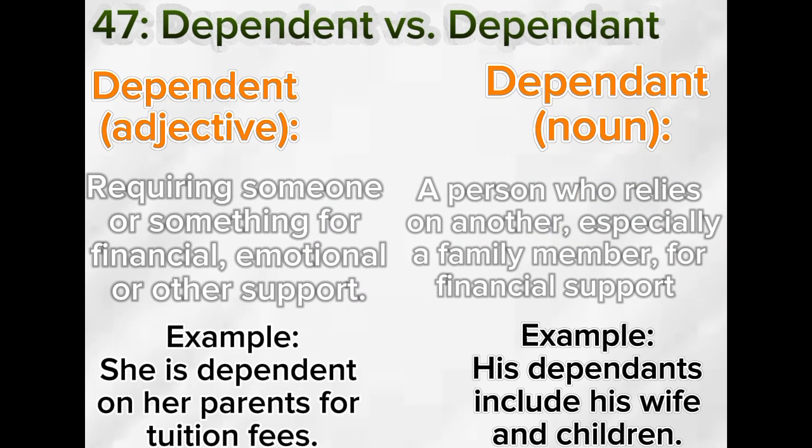Next up, dependent versus dependant. Dependent describes someone needing support. Dependant is a noun, often used in British English, referring to someone who relies on another. Think of someone leaning on another person for dependent. For dependant, imagine a family with children.